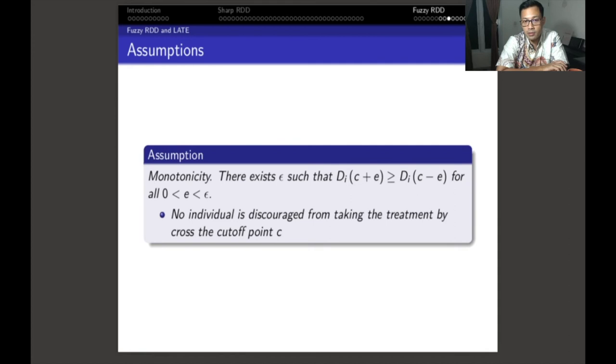there exists a very small number epsilon such that D_i(c + e) is going to be larger than or equal to D_i(c - e) for all e between 0 and a very small number epsilon. So basically, this assumption means that no individual is discouraged from taking the treatment by crossing the cutoff point c.